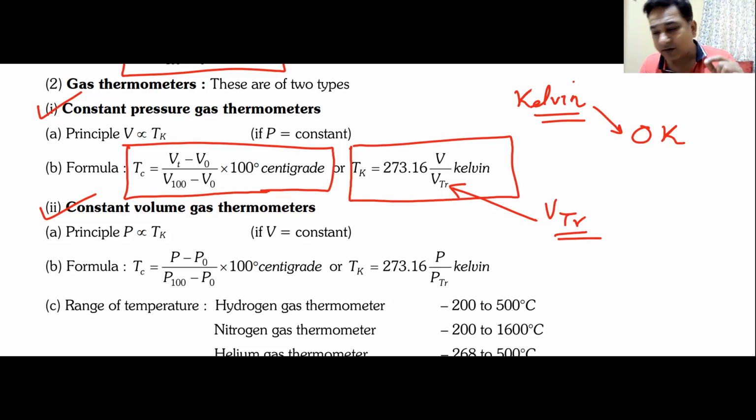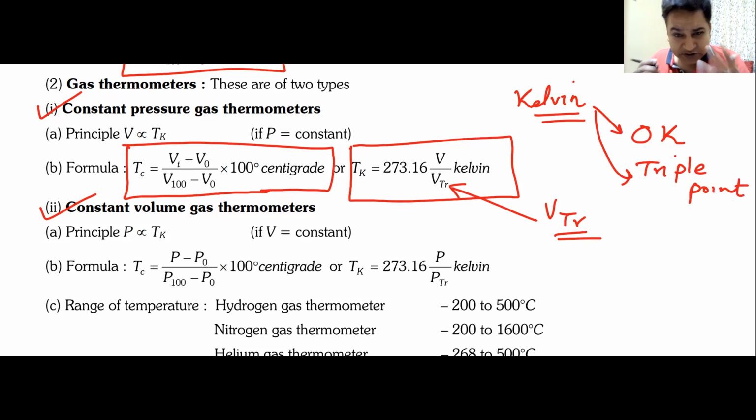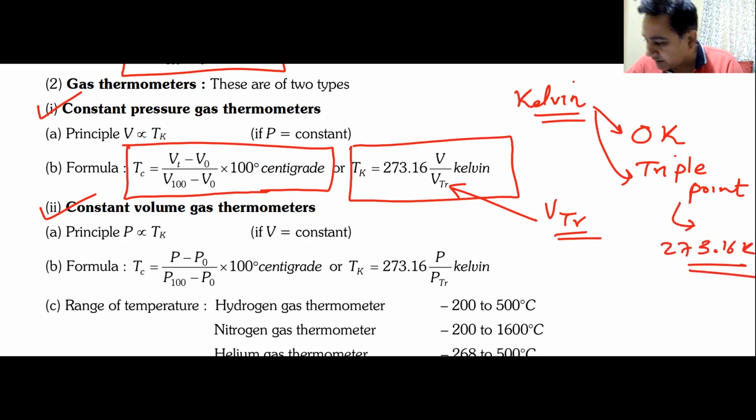So I go for a point which does not depend on all those things. It is a point which happens in a particular condition, at a particular pressure, at a particular state, and that is known as the triple point of water. Do we understand this? Yes, sir. Triple point of water. And then they gave this triple point of water the value of 273.16 Kelvin. Do you know this?